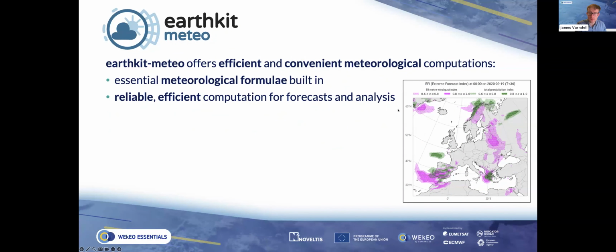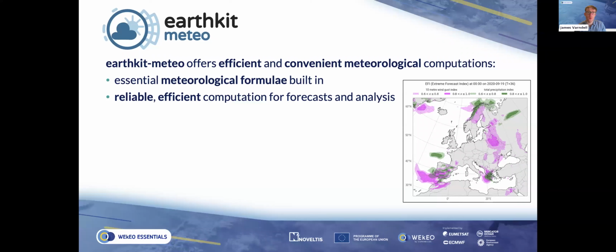We have Earthkit Meteor, which offers efficient and convenient meteorological computations. This is used operationally by ECMWF in our post-processing workflows in order to produce downstream products for users as part of the core ECMWF offering. It has a bunch of essential meteorological formulae built in, things like extreme forecast index. It's reliable and efficient computation that's been optimized specifically to be GPU acceleratable.